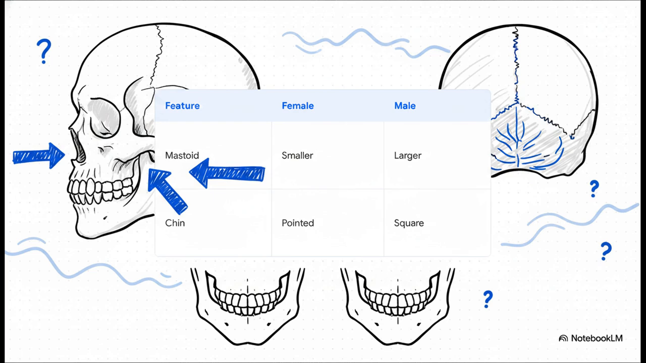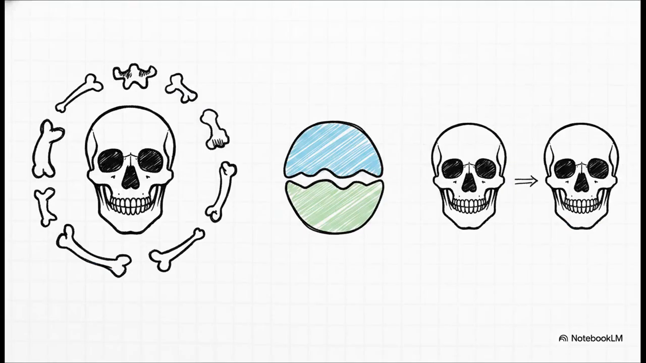For instance, males typically have larger mastoid processes behind the ears, more rugged nuchal lines on the back of the skull for muscle attachment, and a heavier, more robust mandible in general. However, it is so important to remember that these traits absolutely exist on a spectrum, and they can vary significantly from person to person. So, to wrap up today's explainer, here are your 3 key takeaways.